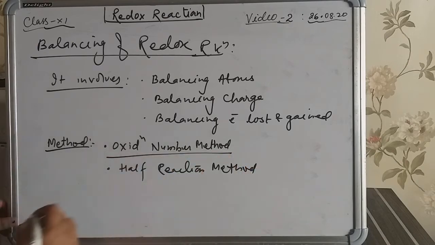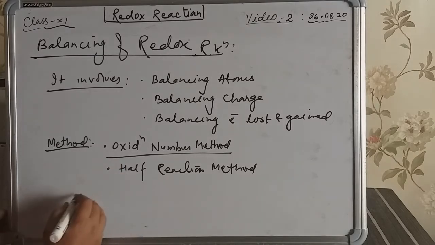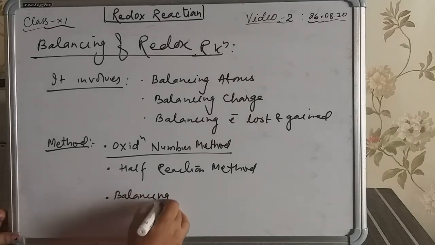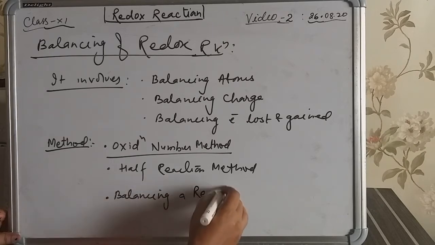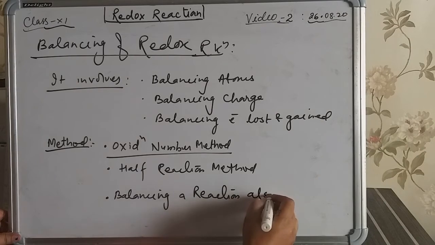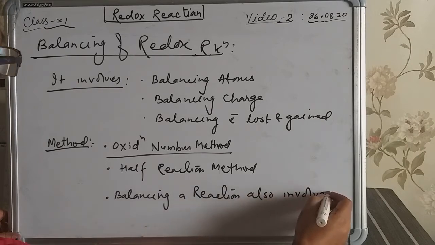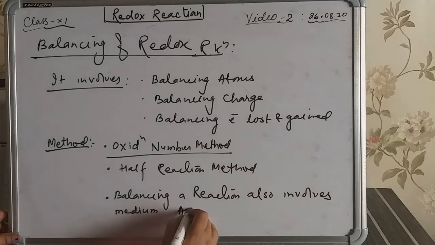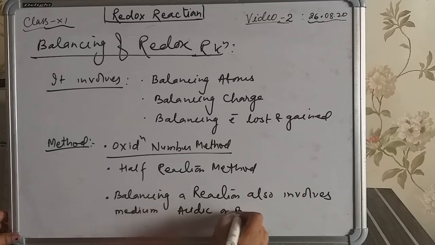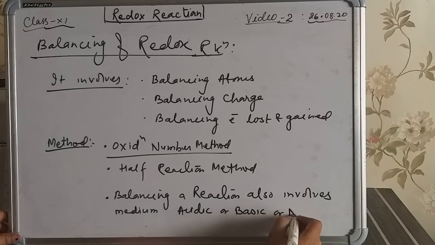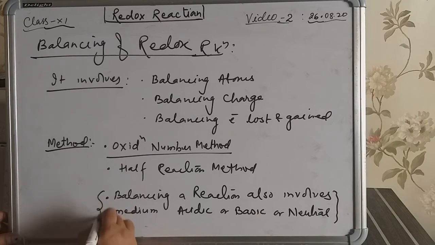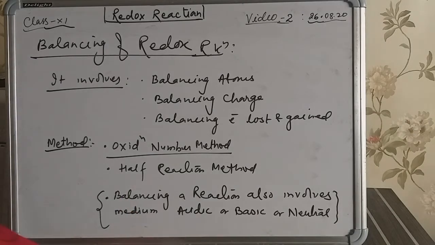At first we'll discuss the oxidation number method. Balancing a reaction also involves the medium: acidic, basic or neutral. So write down the steps involved.